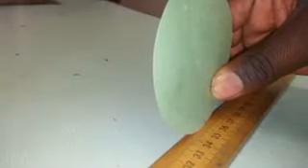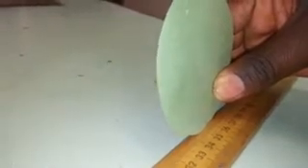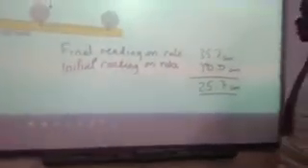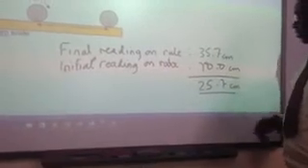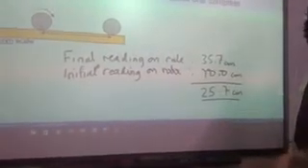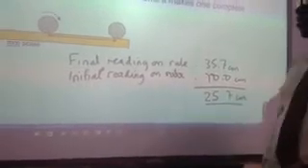35.7. So, right, from 10 to 35.7. Find the difference there. Right, I've recorded my readings here. The final reading was 35.7 and the initial was 10.0. So the difference is 25.7 centimeters, which is the circumference of the disc.